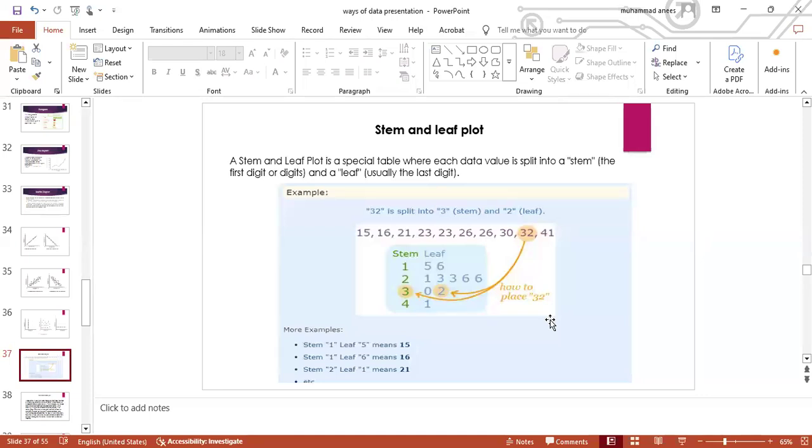Stem and leaf plot. A stem and leaf plot is a special table where each data value is split into a stem, the first digit, and a leaf, usually the last digit. Example, 32 is split into 3, which is stem, and 2, which is the leaf. More examples include, for the other ones, 156, 1 is stem and 56 is leaf, which means 15. Stem 1, leaf 6 means 16. Stem 2 and leaf 1 means 21.